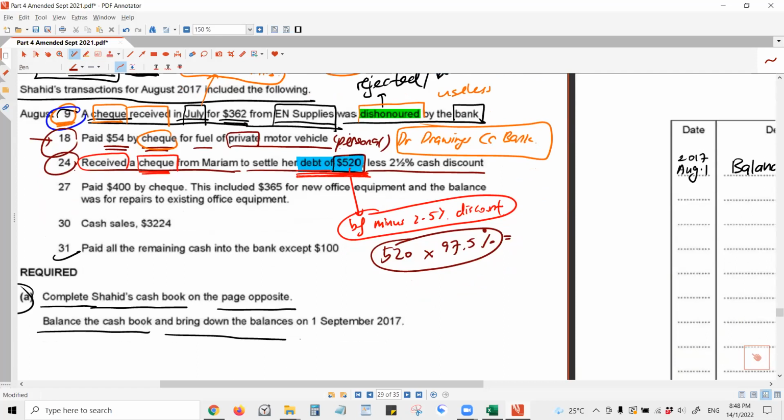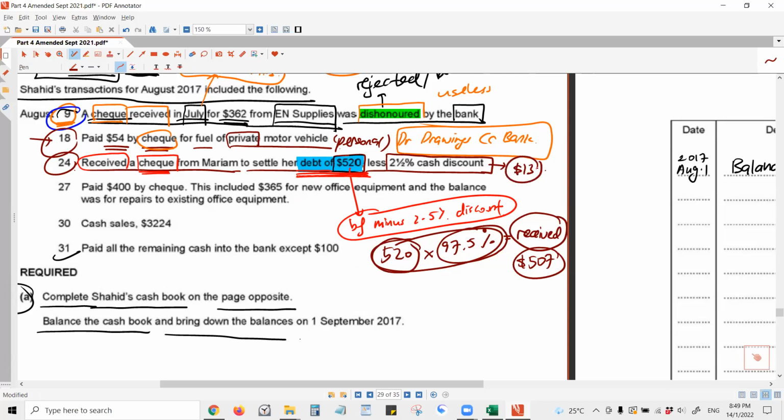Because I want to deduct the 2.5% cash discount. So if I take the original amount that is before minusing discount, I times it with the 97.5%, then I would know how much I actually received from Mariam. Okay, so you do the calculation. So how much do you receive? 507. Then how much is the cash discount in dollars? Cash discount is $13.